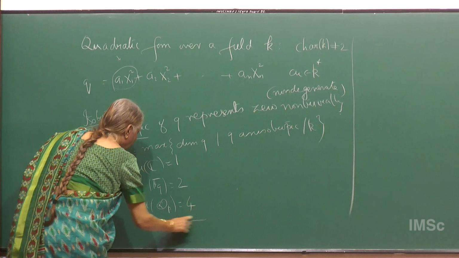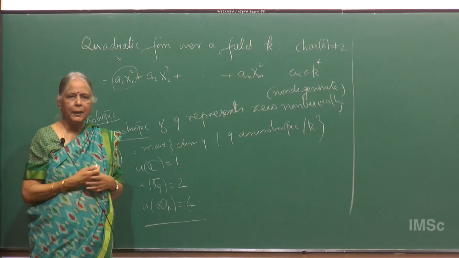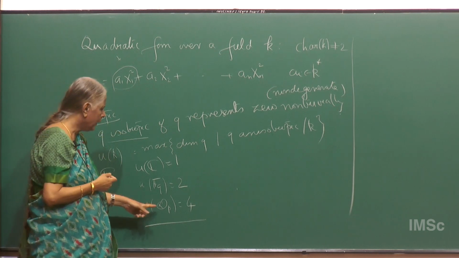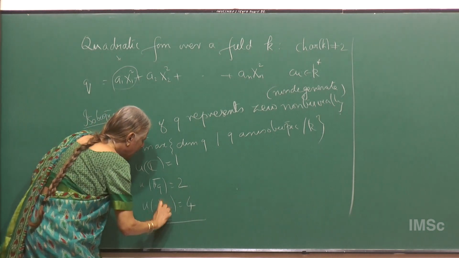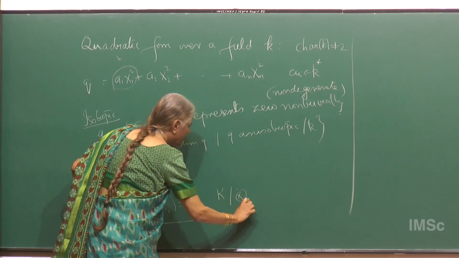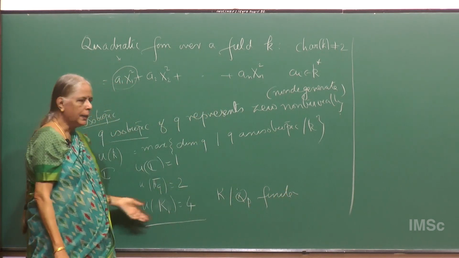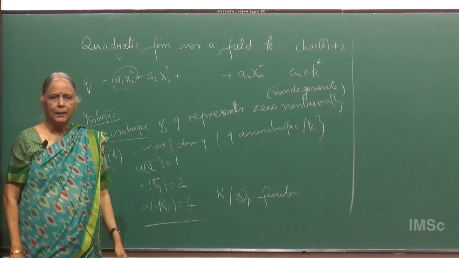is 4. Every 5-dimensional quadratic form over a p-adic field has a non-trivial zero. Not only Q_p, you can replace it by any finite extension of Q_p, which is called a p-adic field, K over Q_p finite. So these are examples of fields with finite u-invariant.